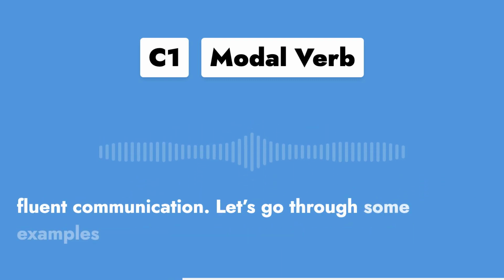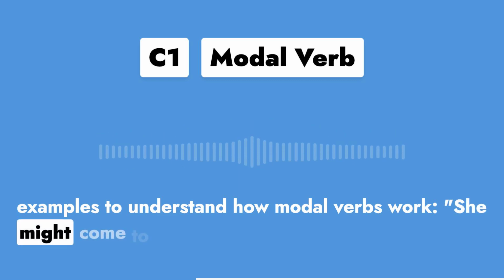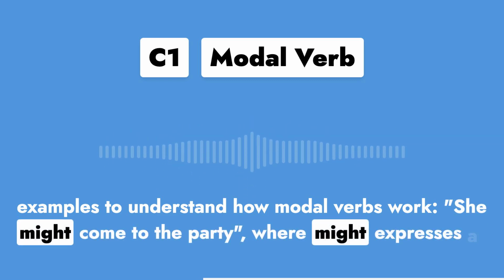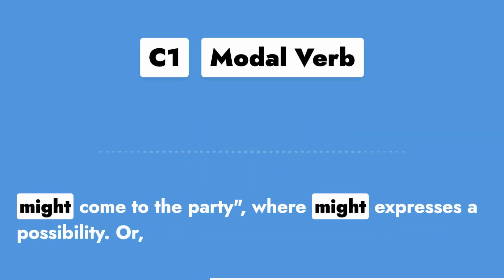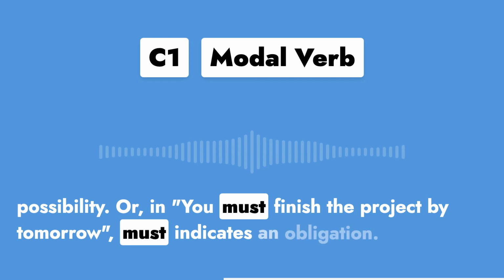Let's go through some examples to understand how modal verbs work. "She might come to the party," where "might" expresses a possibility. Or, in "You must finish the project by tomorrow," "must" indicates an obligation.